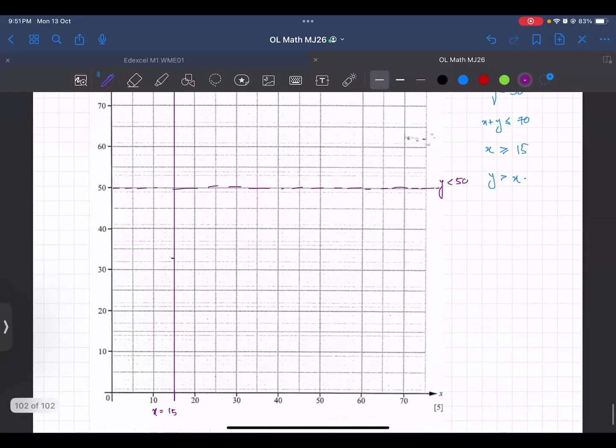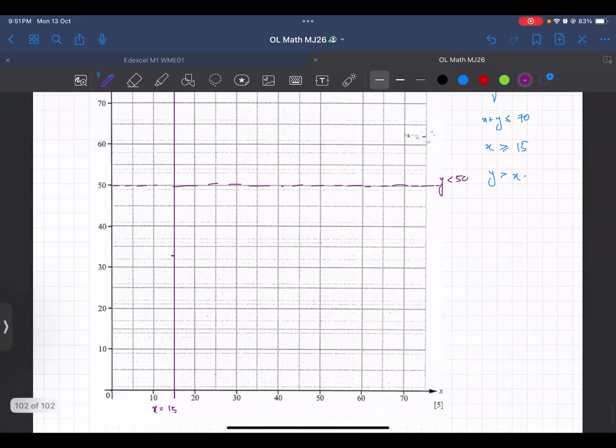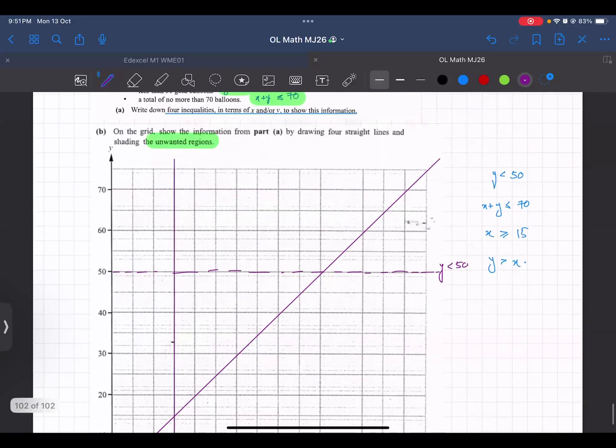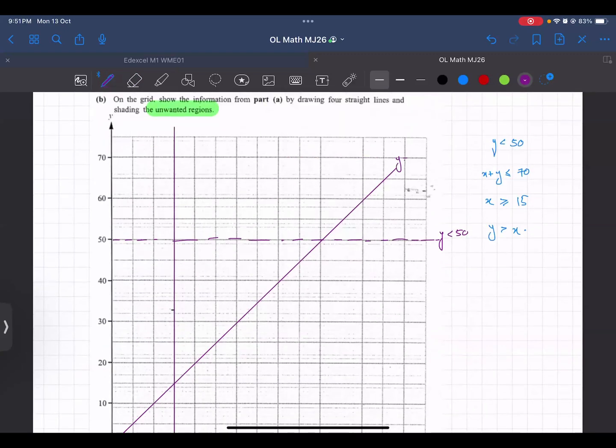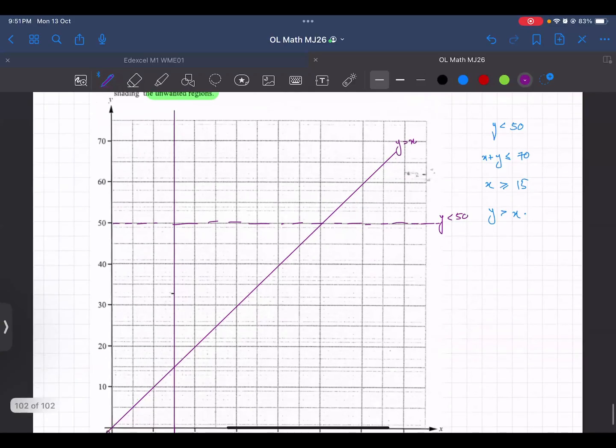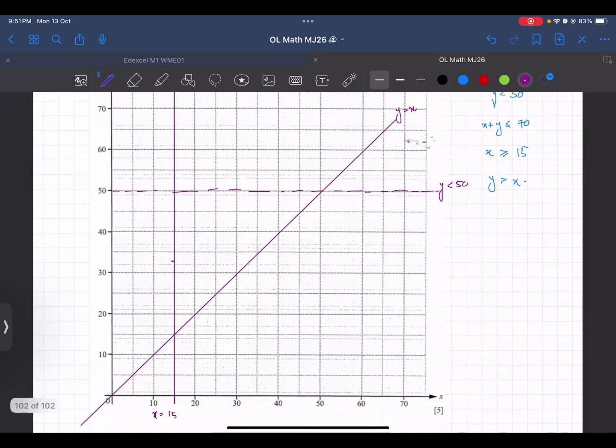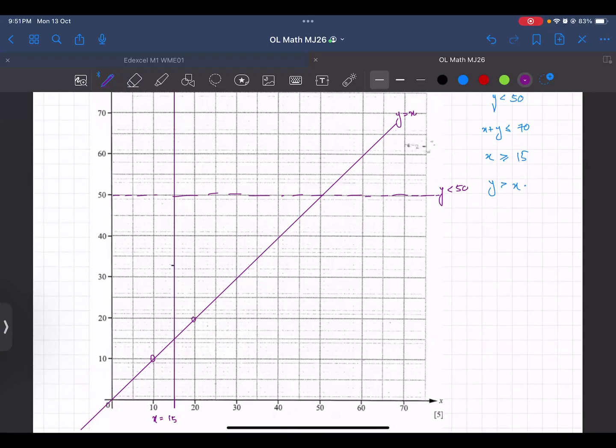And then y equals x. Y equals x is always like this, passing through the origin. And it has the same x and y coordinates. This is your y equals x. The y-intercept is 0, so 0, 0. If your x is 10, your y is 10. If your x is 20, your y is 20. Same x and y coordinates.